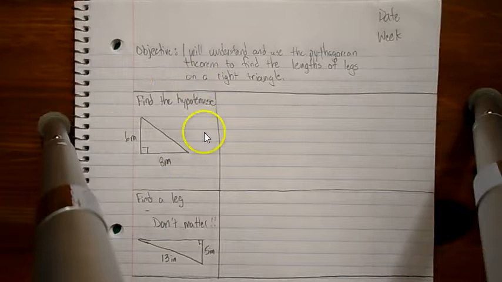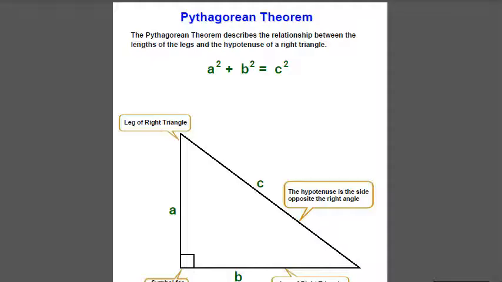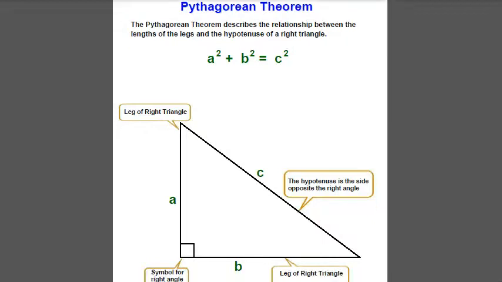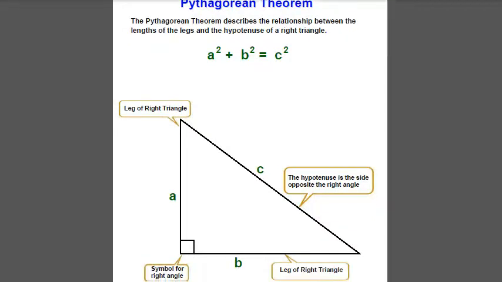Now, before we even get to any one of my examples, I actually want to switch screens and show you guys exactly what I mean by Pythagorean Theorem. Now, here we see the Pythagorean Theorem describes the relationship between the lengths of the legs and the hypotenuse of a right triangle. Now, this is one way of writing it.